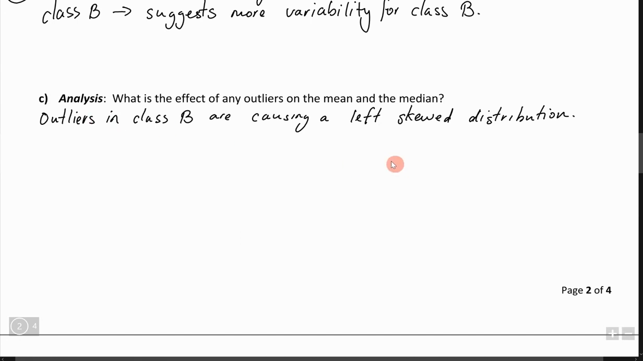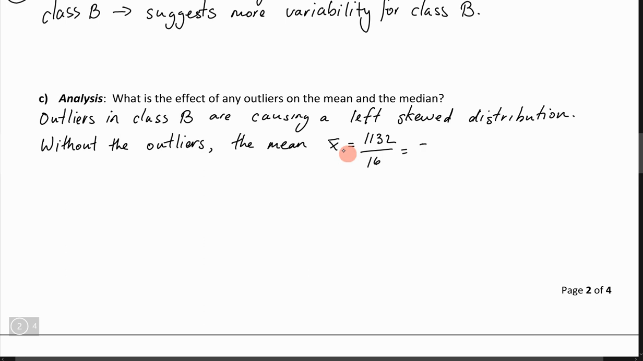So without the outliers, what would happen to your mean? Well, your mean would go up, right? So the mean value, x bar, would be 1132 over 16. If you add up all those numbers again without the 15 and the 12, you'll get this value here, 70.8, which is much closer to 71, which is what class A had. And it's also close to the median, which is also 71.